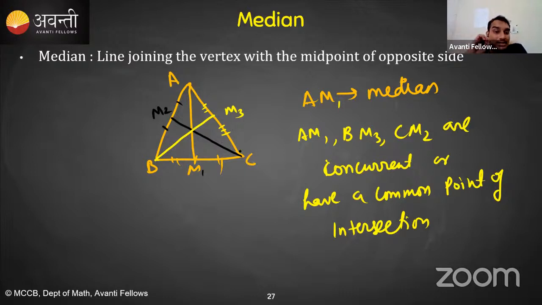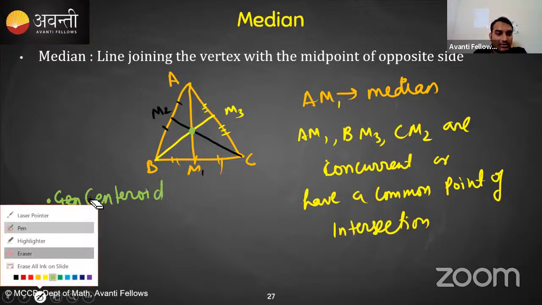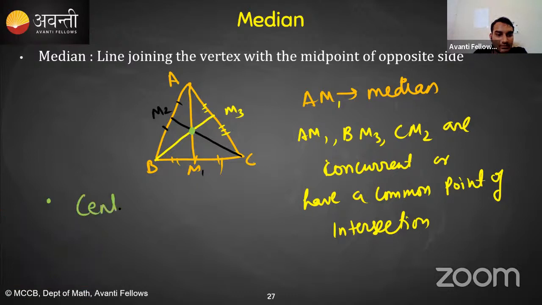Clear? The important, interesting thing that we observe is that if you join all these three medians, these three medians intersect at this point. This is the common point where these three medians are intersecting. This point has a special name. This point is known as centroid. Is this clear? Okay, centroid.